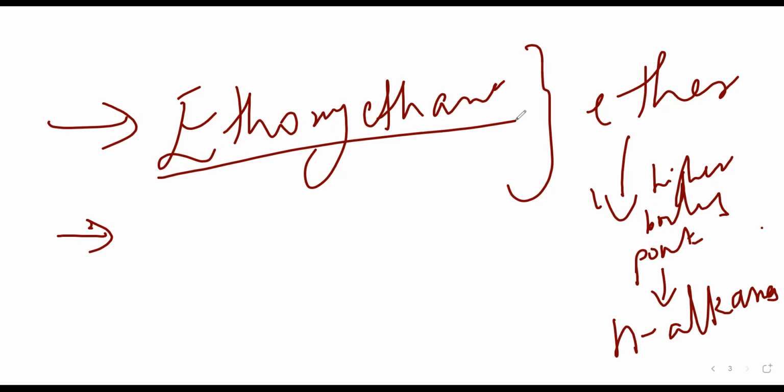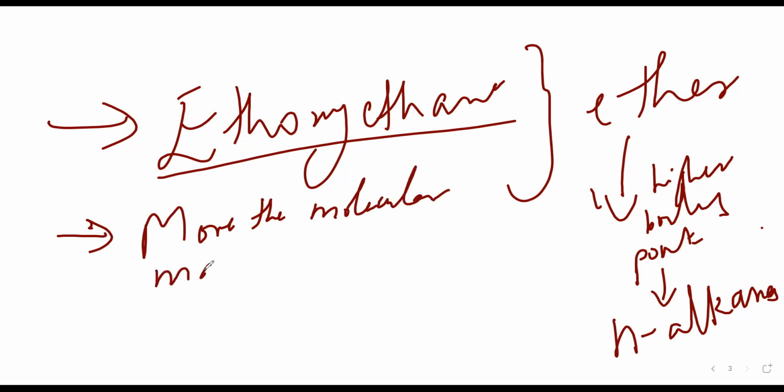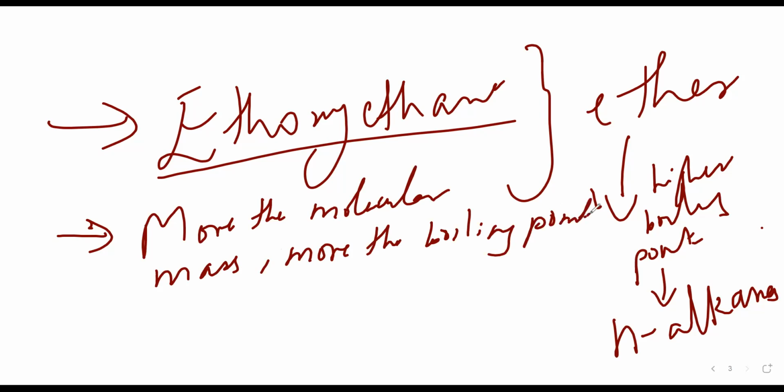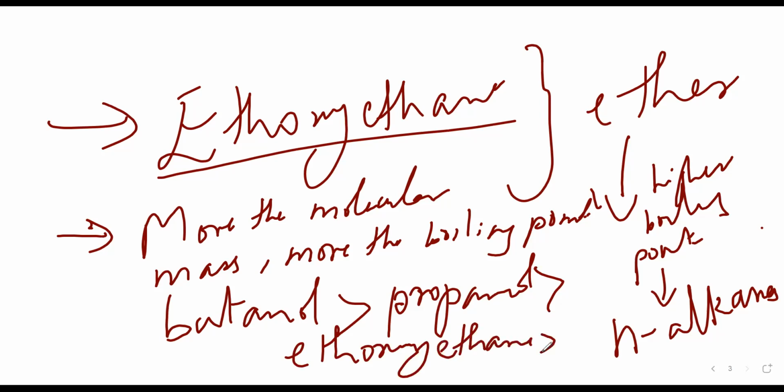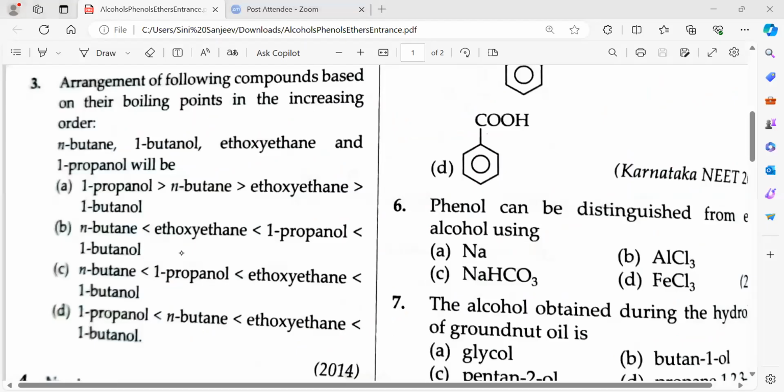Second thing in boiling point is, the more the molecular mass, the more the boiling point. This I already told in the class. So common sense. Butane is there, propane is there. Correct? Only after propane, butane will come. So butanol will have more boiling point compared to the propanol. And then it will have more boiling point compared to ethoxyethane. That is my ether. That will be having more than N-alkane. That is this. So my option will be Option B. Option B it will be.